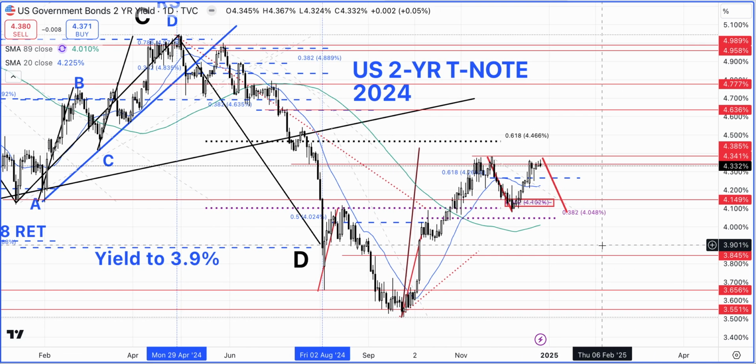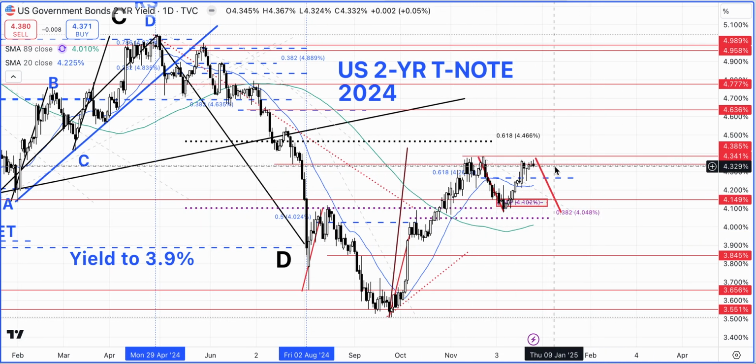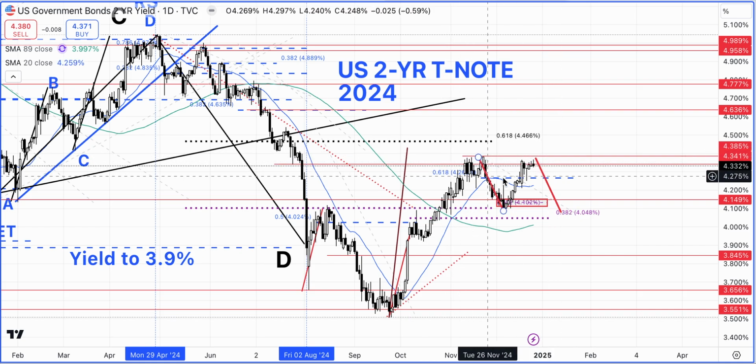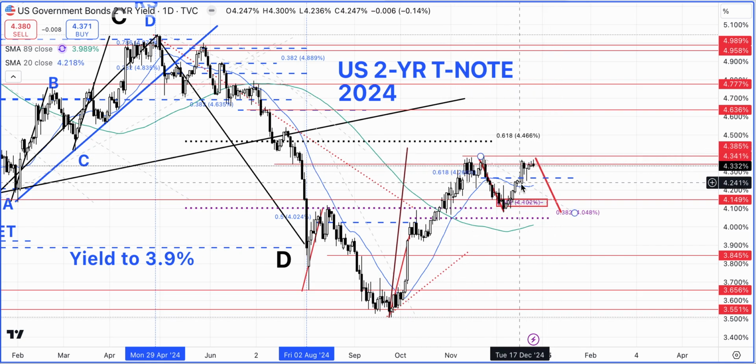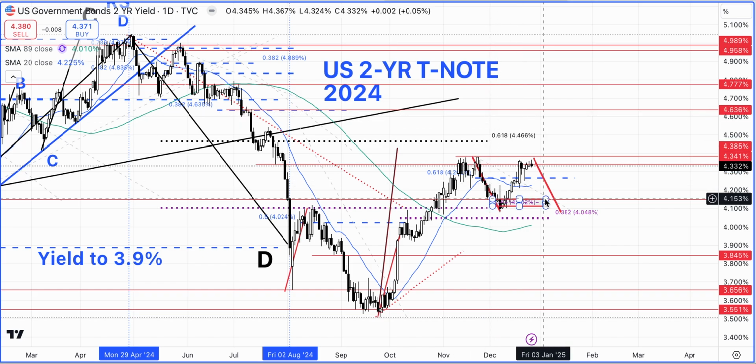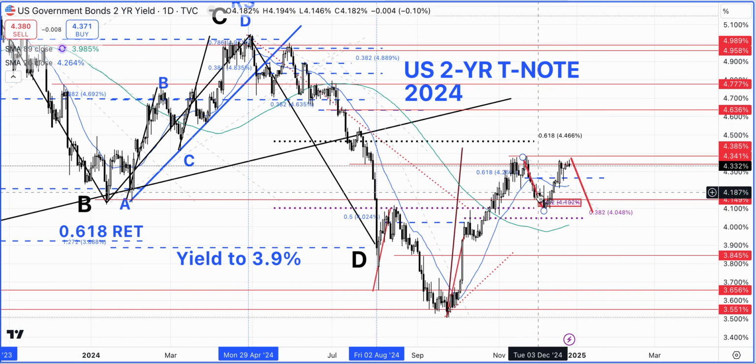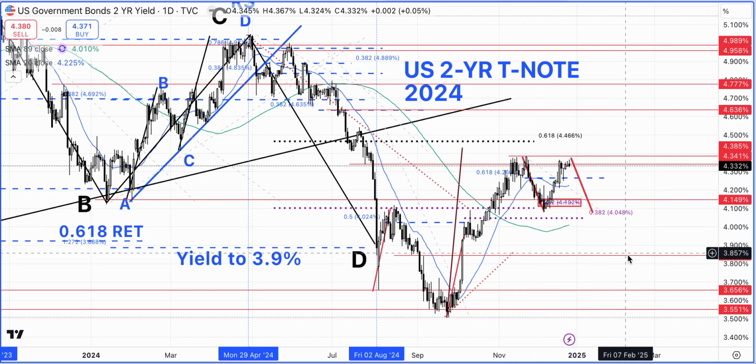So the 2-year Treasury note actually is right in this level, in this zone, and it is also a resistance level in my opinion. So we could see some pullback in the yields as well on the shorter end of the curve. So this is what we discussed last time.